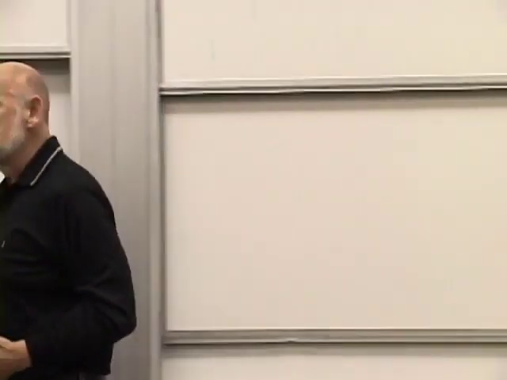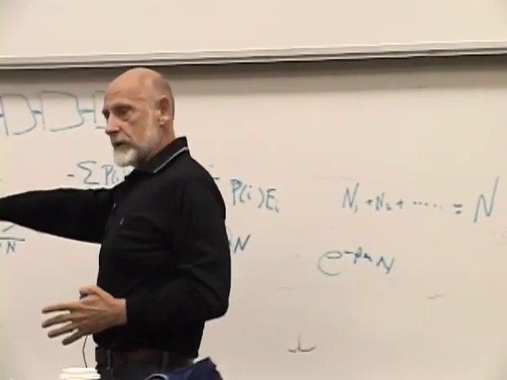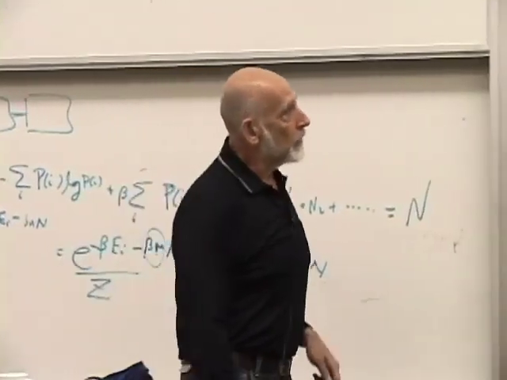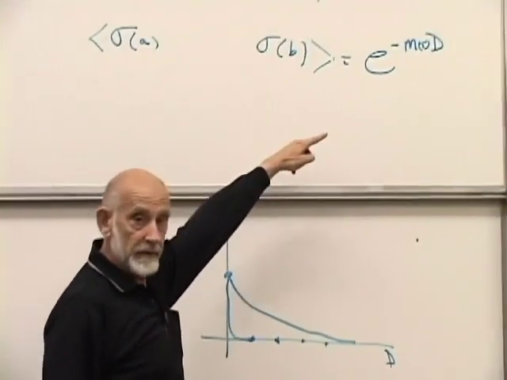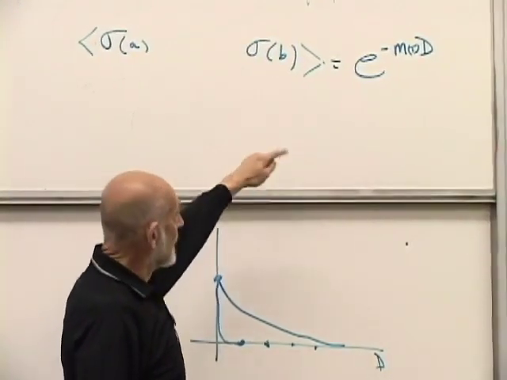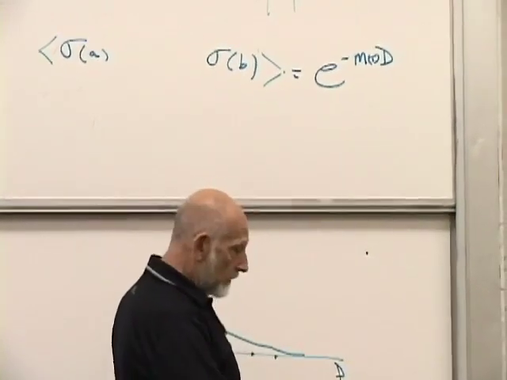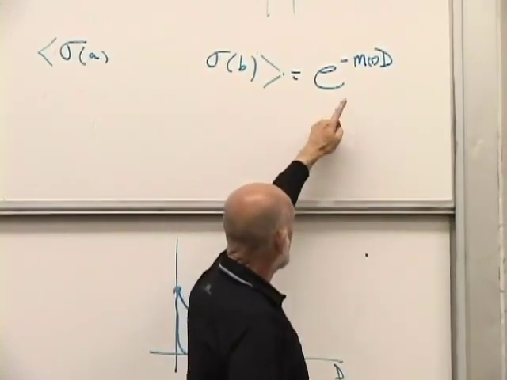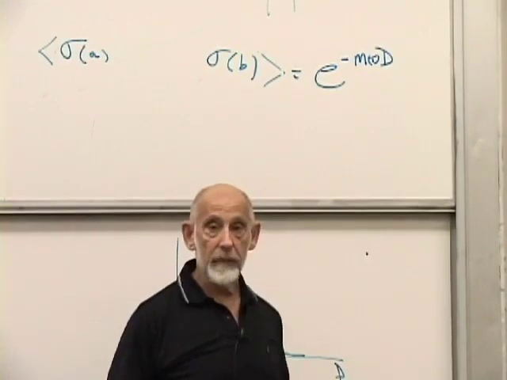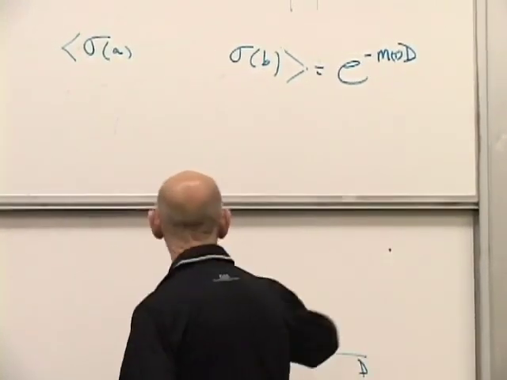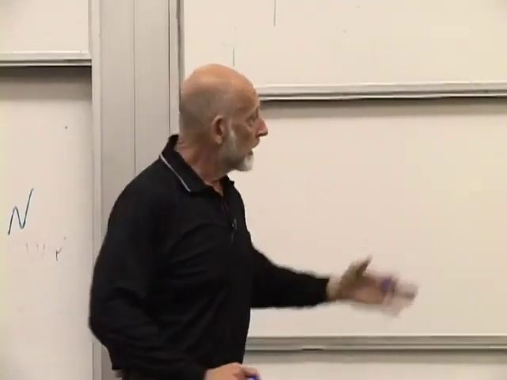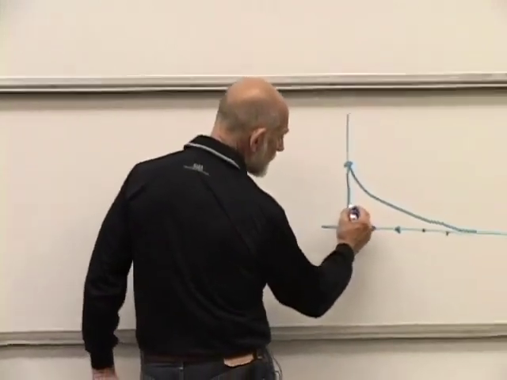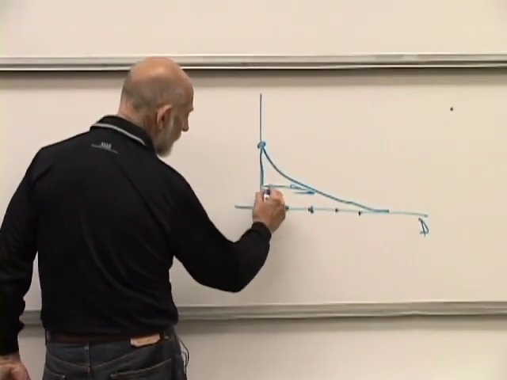And what does it represent? It represents the distance that you have to go out in order that the correlation has dropped by a factor of e. Right? How far do you have to go out in order that the correlation function has dropped by a factor of e? That's what m represents. It's also called the inverse correlation length. The correlation length is the width of this curve.